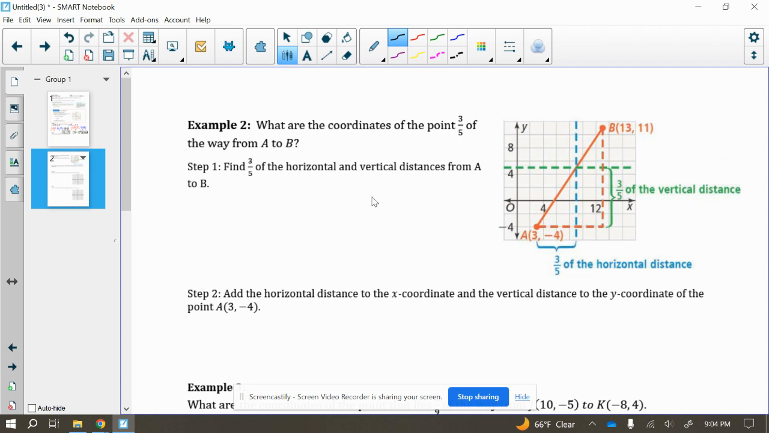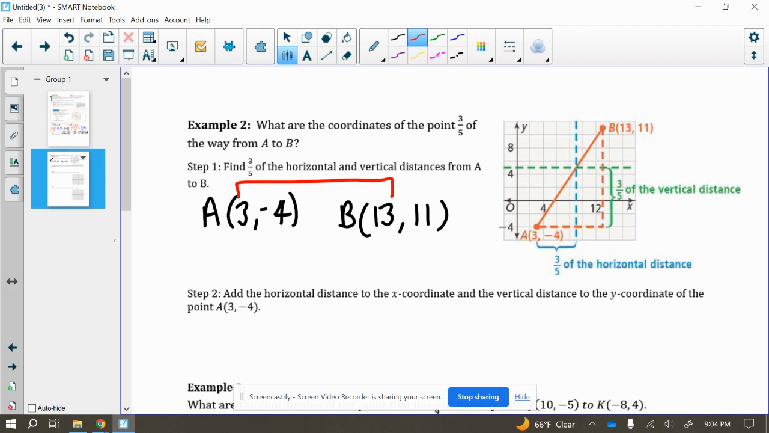Now, part 2 of today is asking, if we want to partition a segment, not necessarily in the middle, but let's say, for instance, 3/5 of the way from A towards B, how can we do that? Well, first and foremost, we want to start by finding our horizontal and vertical distances. So notice our 2 points given from A at 3, -4, to B, which is at 13, 11. Horizontally, we are moving from 3 to 13, so that's a total of 10 units. And then we move from -4 to +11 for a total of 15 units.